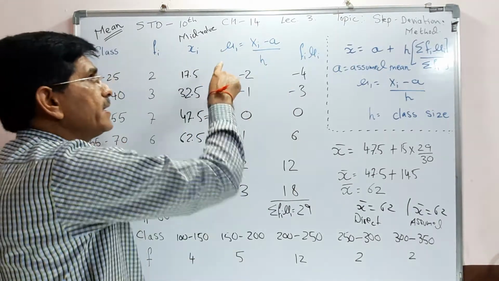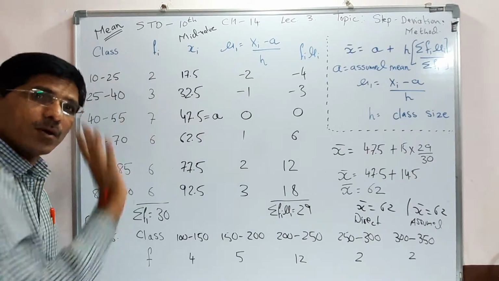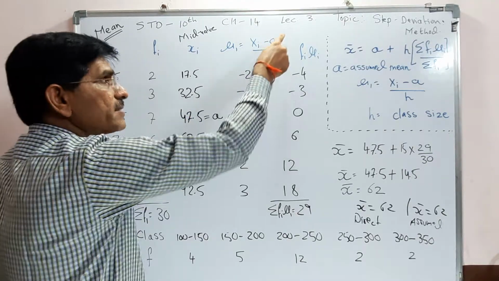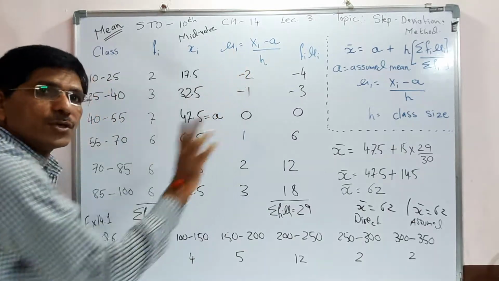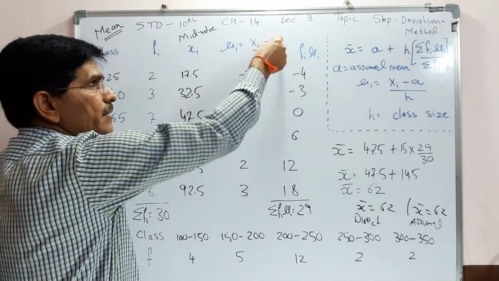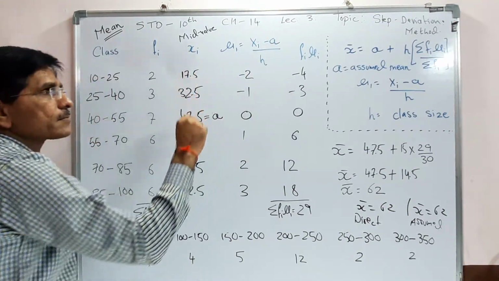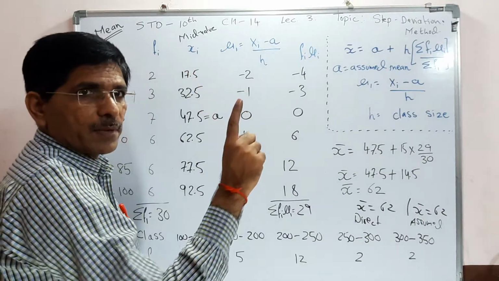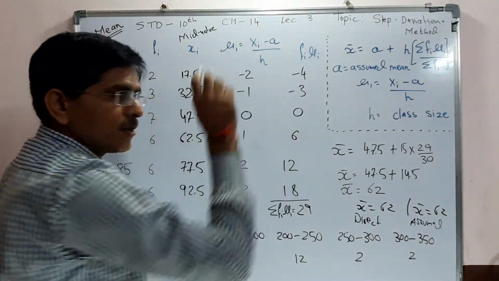How do we find di? di is equal to xi minus a. But now, by using the deviation divided by h, we can find ui. How can we find ui? ui is the deviation, that is xi minus a divided by h. Then in the assumed mean method we do fi di, and here we do fi ui.